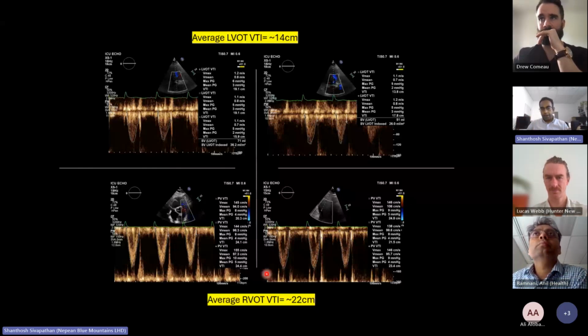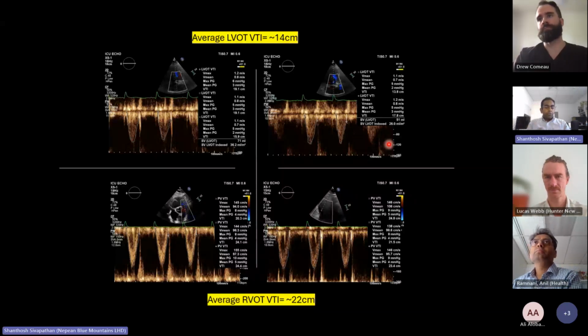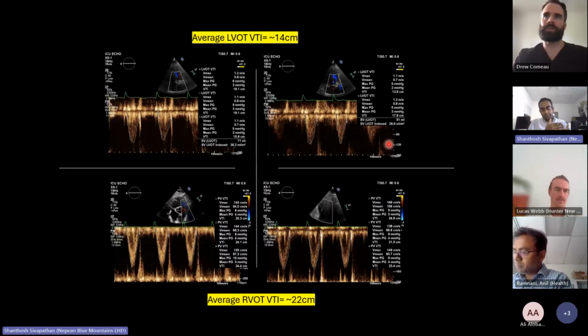If it's the other way around, like in this case where your RVOT VTI is higher than your LVOT VTI, it suggests that there is a shunt. Does everyone understand that? The VTI, what it does, it's essentially a column of blood through that segment. It's a velocity time integral.